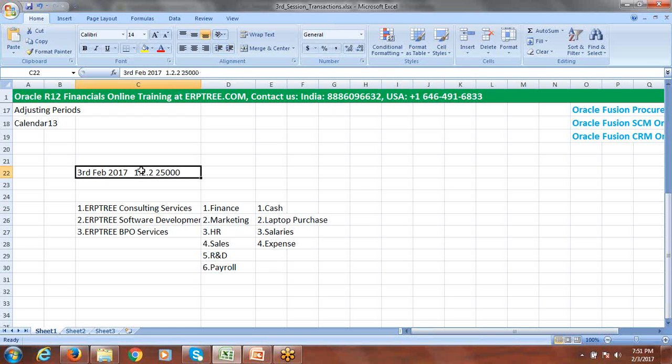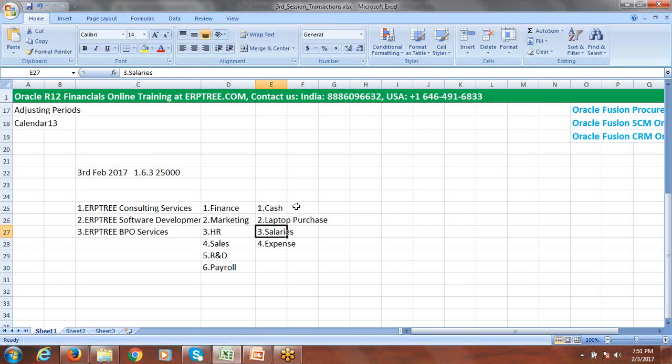In that case, I can simply record the transaction here. Date, then company: I'll say consulting 1. I'll take the payroll department, whose number is 6. And what the payroll department is doing is paying salaries, which is account 3. That means 163, and you can simply understand it because you have all the information ready. So company 1 is consulting services, department 6 is payroll, and what they did is account 3, salaries paid. That's it. This is how you can record the transaction in a very descriptive manner.